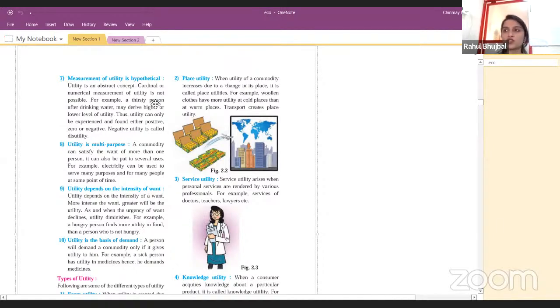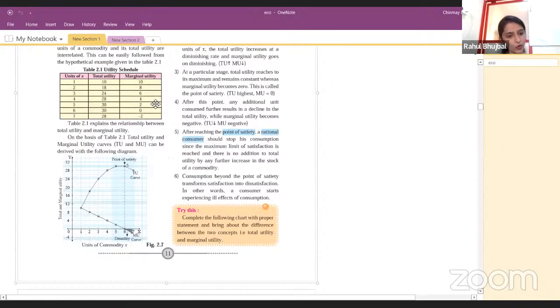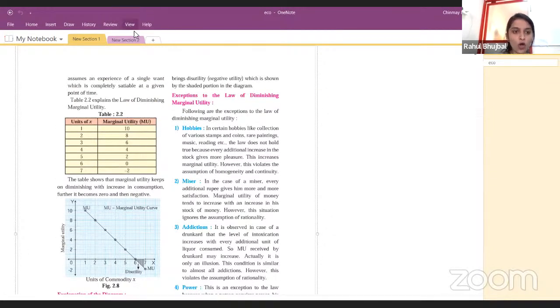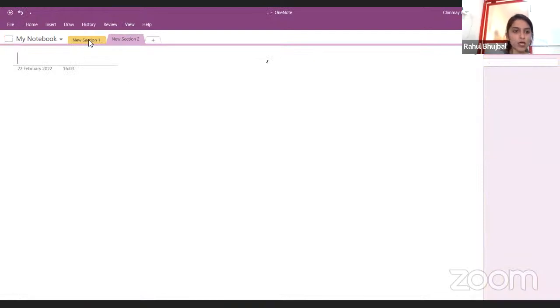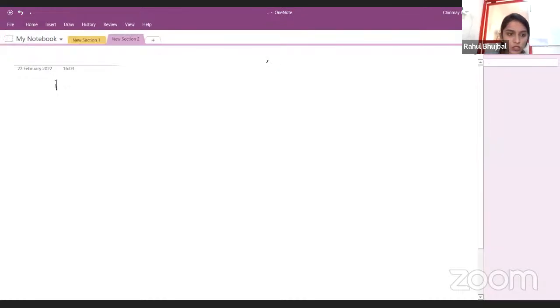Total utility and marginal utility will be shown on which axis? X-axis or Y-axis? Recollect it, X or Y? Total utility and marginal utility will be on Y-axis, and number of units consumed will be on X-axis. Now we'll see the law of diminishing marginal utility. So what is this law explaining? This law is explaining the relationship between marginal utility and units.